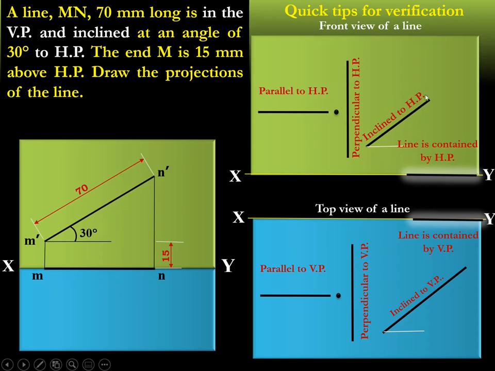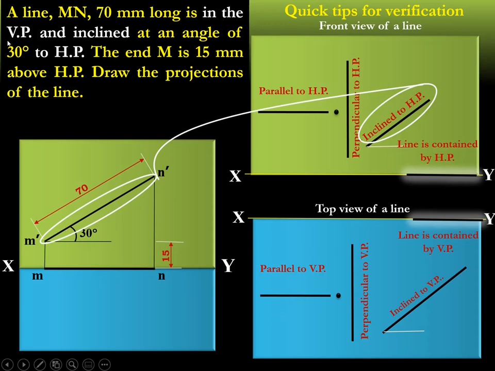Whenever the reference plane is horizontal plane, its corresponding projection will be obtained above the XY line or on the XY line. Whenever the reference plane is vertical plane, the corresponding projection will be obtained below the XY line or on the XY line. It is given that the line capital MN is inclined at an angle of 30 degree to horizontal plane. Since the line is inclined to horizontal plane, the corresponding projection will be obtained above the XY line. Also, it should be inclined to XY line.